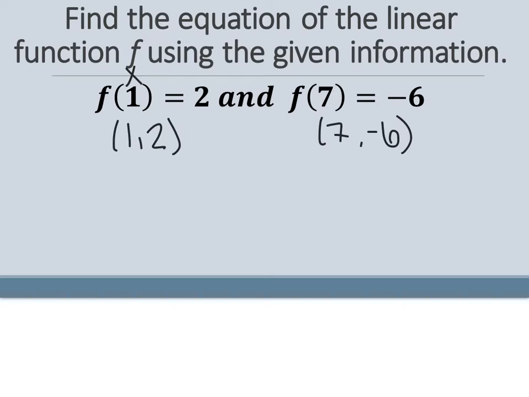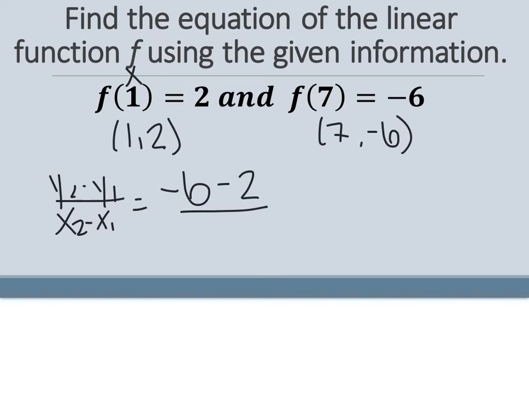I'm going to use those 2 points to then figure out what the slope of this particular line is. So we have y2 minus y1 all over x2 minus x1. My y2 is -6 minus my y1 is 2. My x2 is 7 minus my x1 is 1. So I get -8 all over 6, which is -4 all over 3.